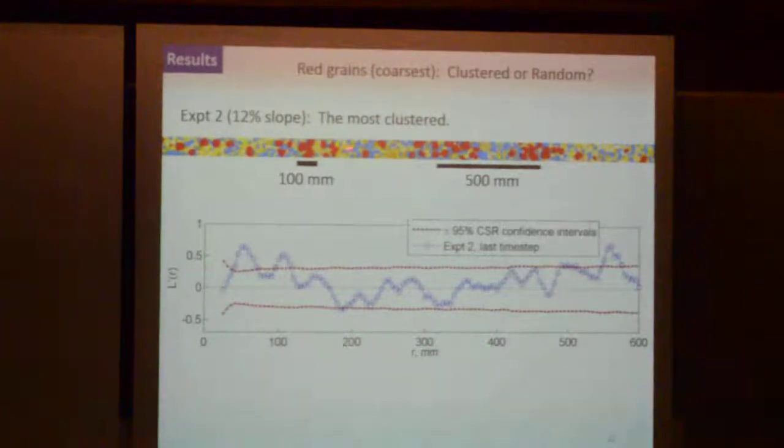This plot is for experiment 2 at 12% slope, which is actually the most clustered. We can see at relatively small separations, and I'll also point out that the flume width is about 100 millimeters, that it looks like some clustering. And if you look at the actual red particles, I realize that's very small for you, they do look somewhat clustered there.